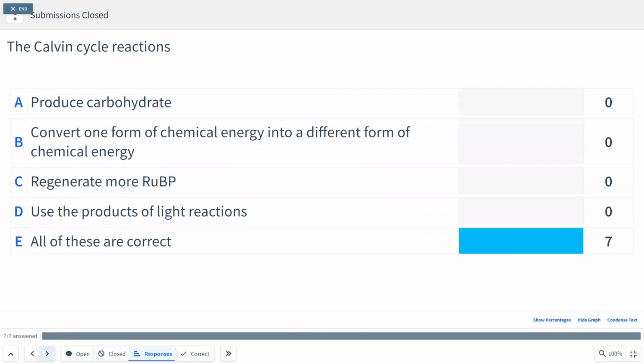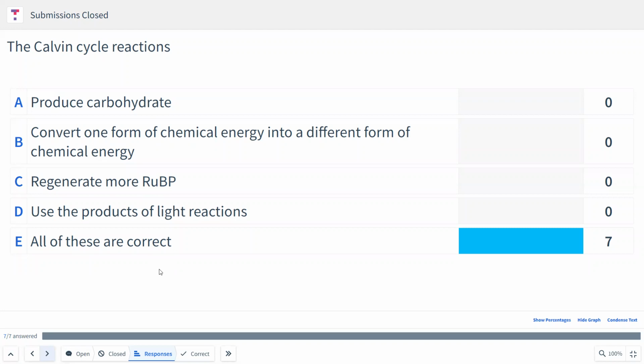Okay, so for this question, all of them are correct, right? The Calvin cycle produces carbohydrate, a 3-carbon organic molecule, which is used to make glucose. It converts one form of chemical energy into a different form. So it does some conversions, right? It takes ATP and NADPH, and then you're going to make this carbohydrate. So there's a conversion there.